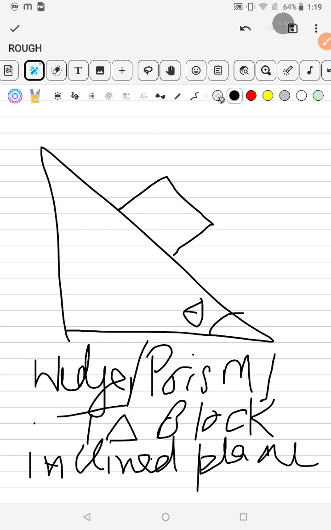Okay, so here is an inclined plane where I have kept a block here. Find the normal on the block. This is your question.